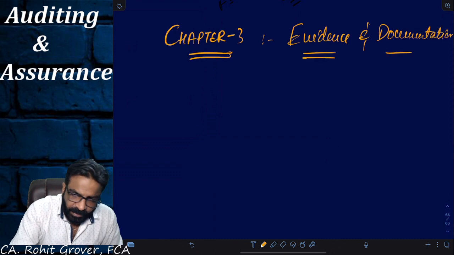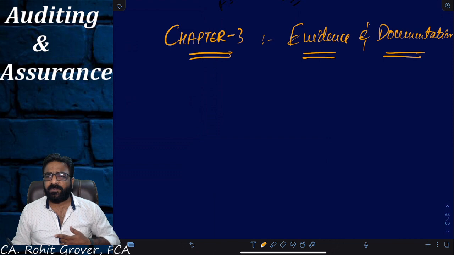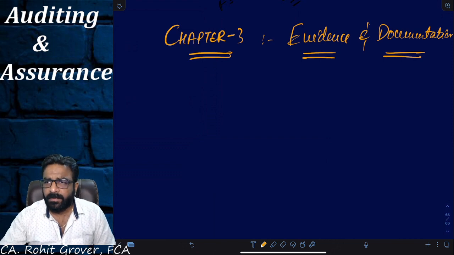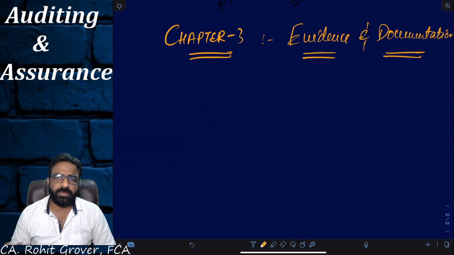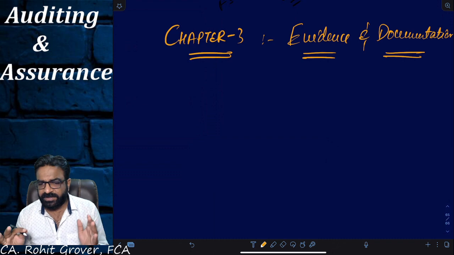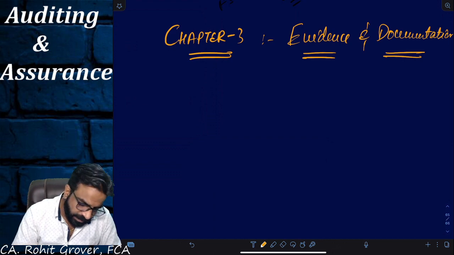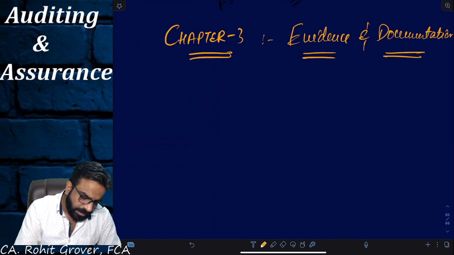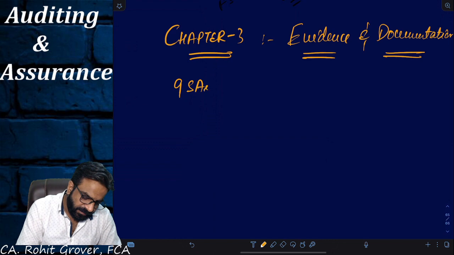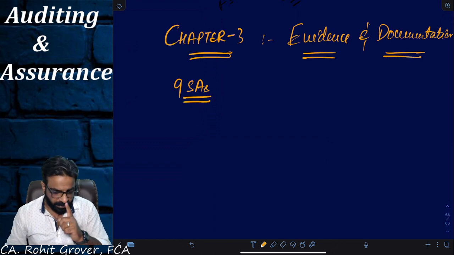Once this chapter is over, you can say that almost half of the standards on auditing will be over, because this chapter is going to make you understand so many standards. If I have to tell you exactly about the formation of this chapter and what we are actually going to do, you can understand it in this way. There are a total of 9 standards on auditing we have to learn in this chapter.